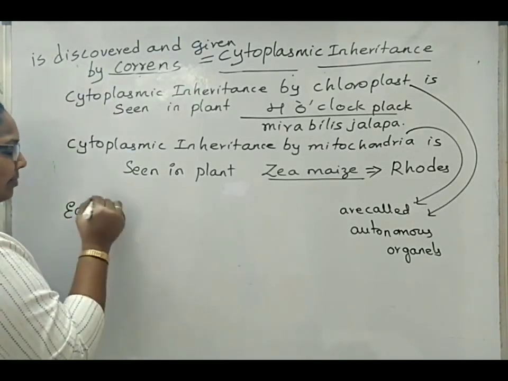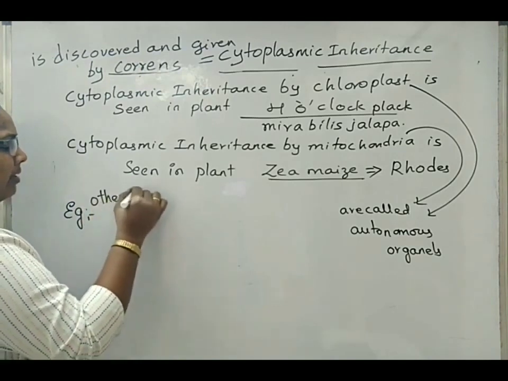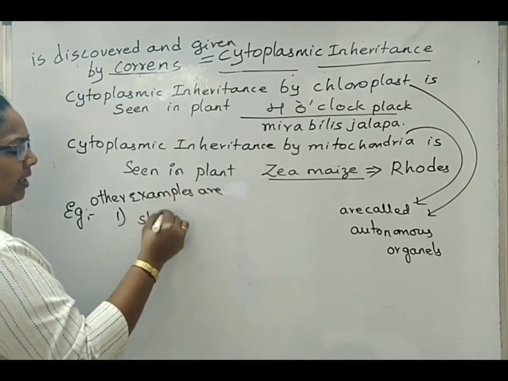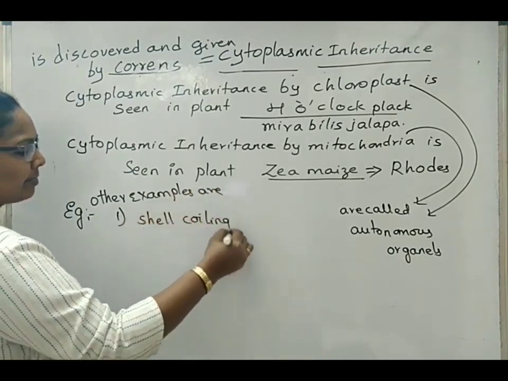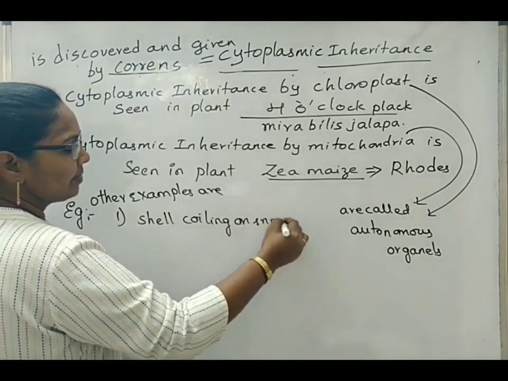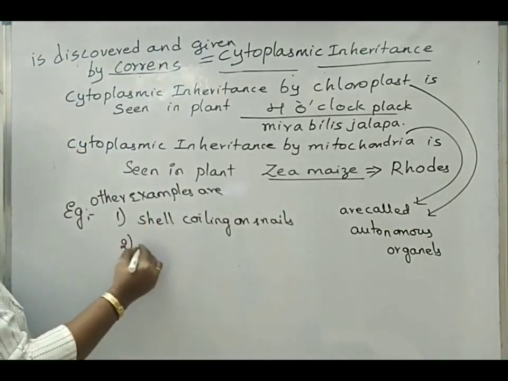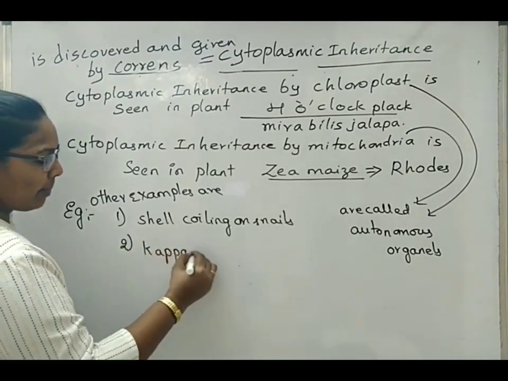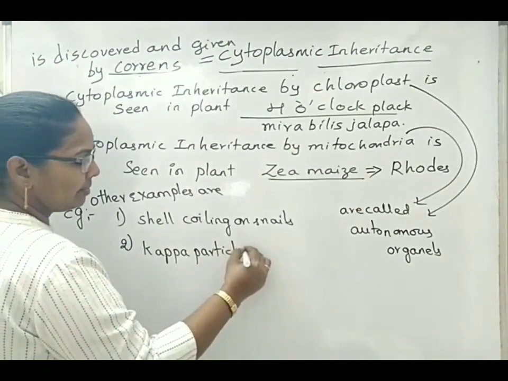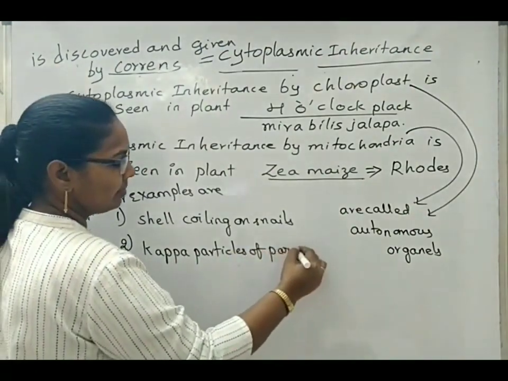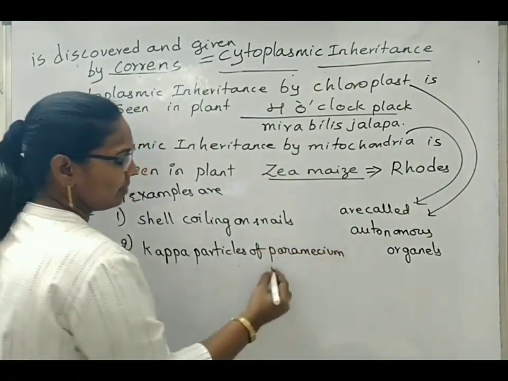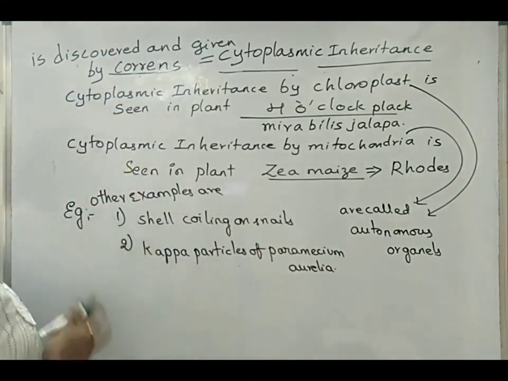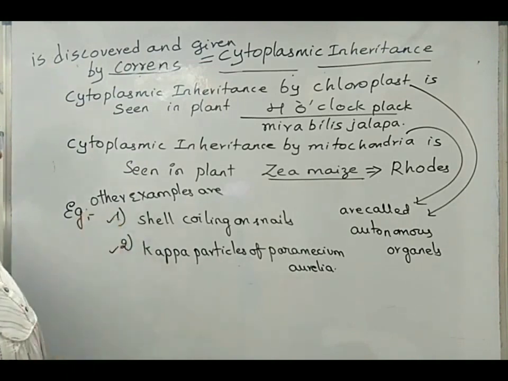Other examples are shell coiling in snails. This is one example. The second example is kappa particles of Paramecium aurelia. So let's see these two examples also.